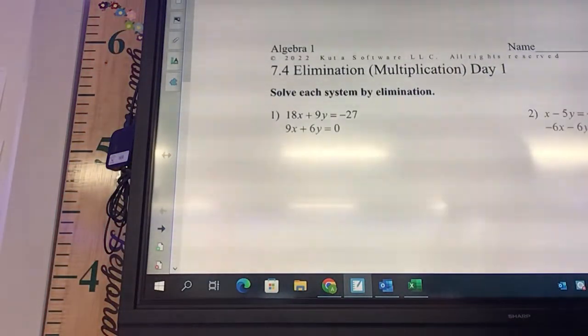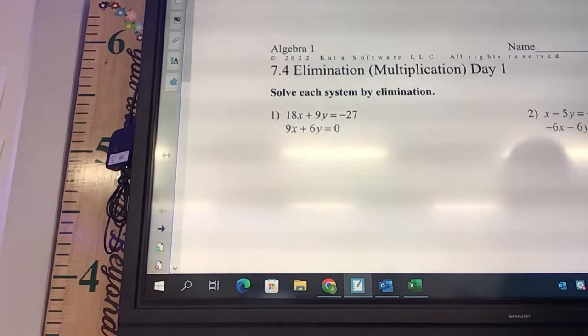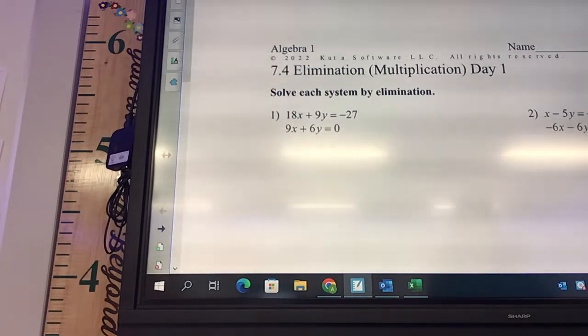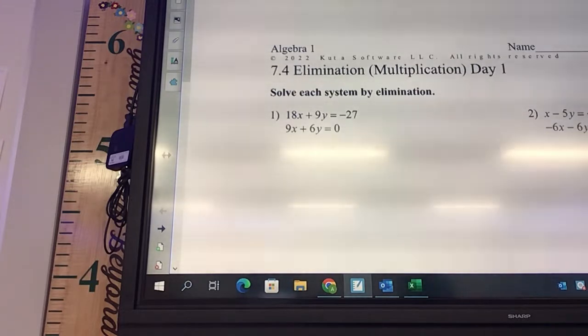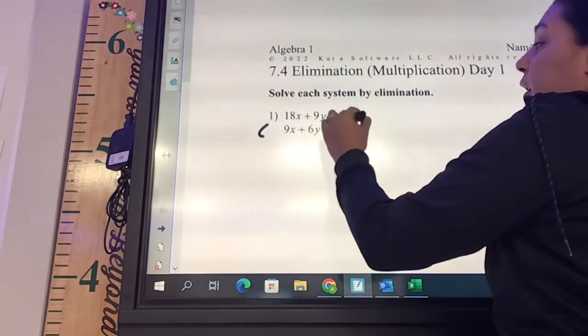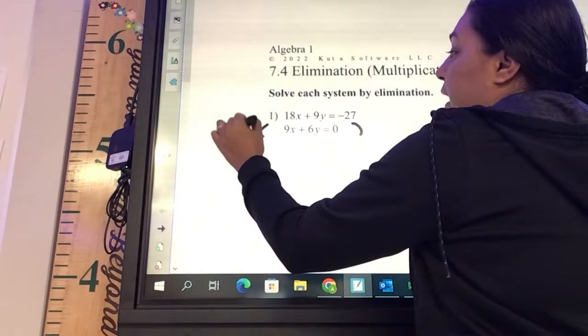If we look at this, you have to be able to look at it and see what could you multiply to get them to both be the same number? Okay, so look at the x's. 9 times what would give me 18? 2. So you're going to take the bottom equation and put the whole thing in parentheses and say times 2.